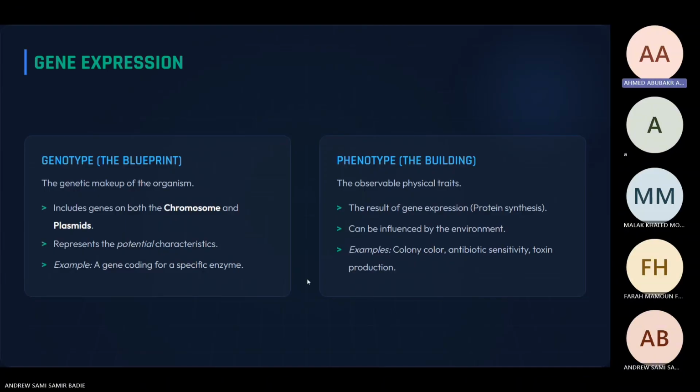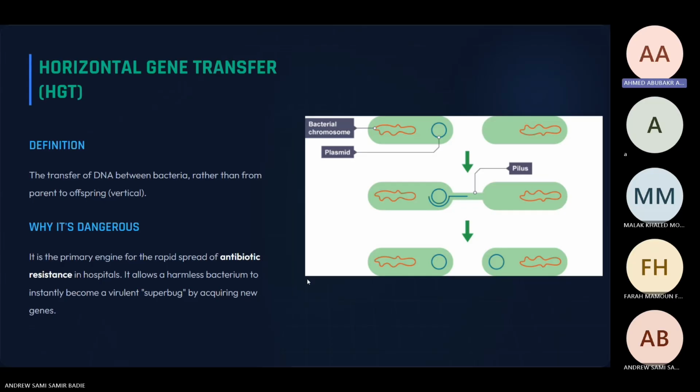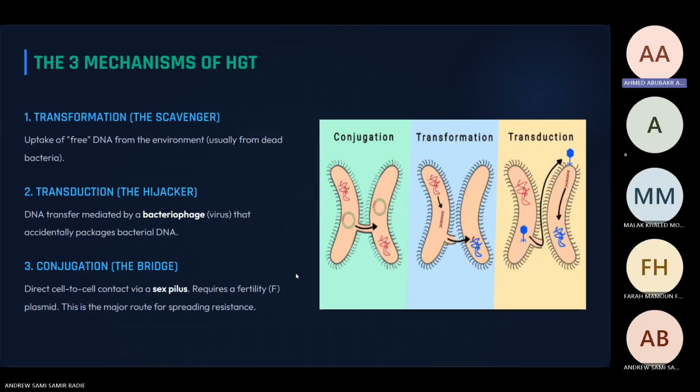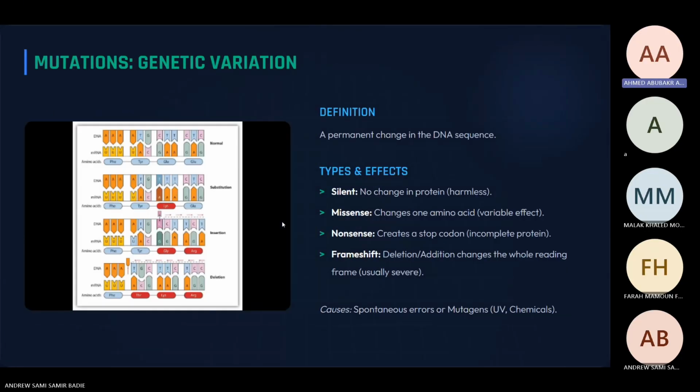Now, moving on to horizontal gene transfer, I have explained this before. This is how the bacteria transfer antibiotic resistance between each other. So let's move on to the next slide. This was also explained before, which are the three mechanisms of transferring genes: transformation, transduction, and conjugation. So let's move on to the next slide, where we're going to talk about mutations.